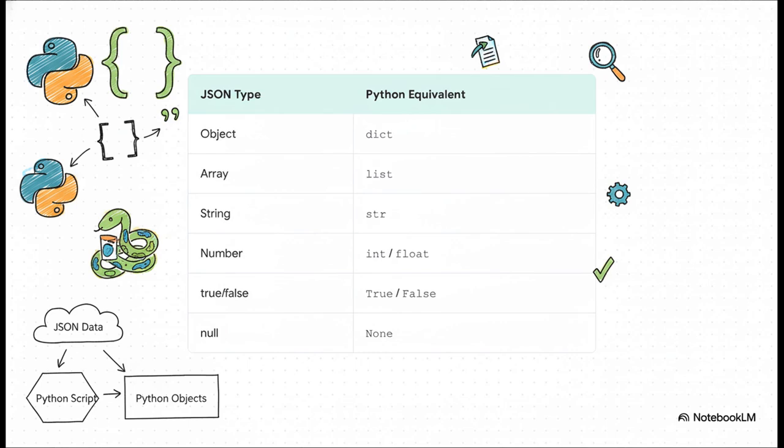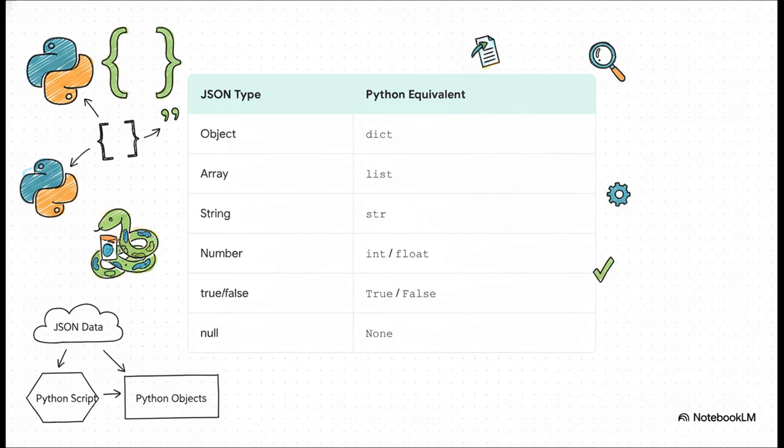And that's not all. The similarities are amazing. The translation is just so direct. A JSON object becomes a Python dictionary. A JSON array, that becomes a Python list. And even things like true, false, and null have perfect Python equivalents. It's basically a one-to-one map, which means you don't have to write any complicated code to convert things.